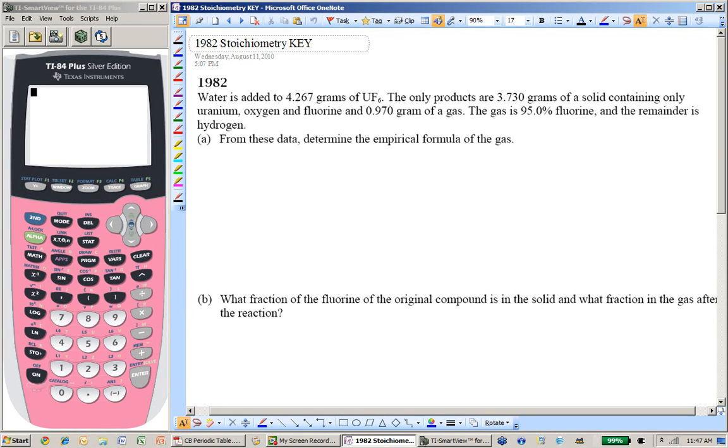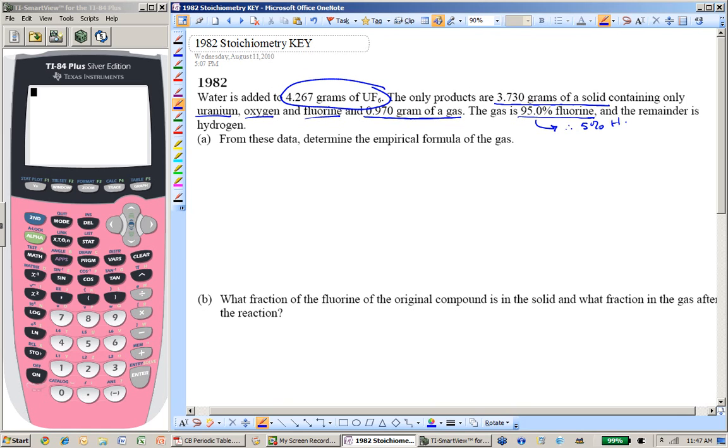So we're going to dive in here with the 1982 edition of the stoichiometry problem, which reads: water is added to 4.26 grams of UF6. I recommend that you circle pertinent information so that you don't have to spend precious seconds rereading it. The only products are 3.730 grams of a solid containing only uranium, oxygen, and fluorine, and 9.70 grams of a gas. The gas is 95% fluorine and the remainder is hydrogen. Well, therefore, 5% hydrogen. We might need that.